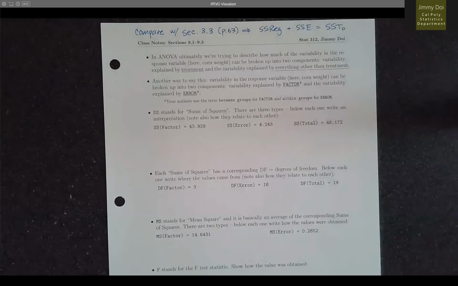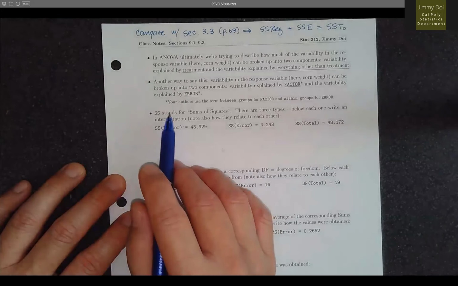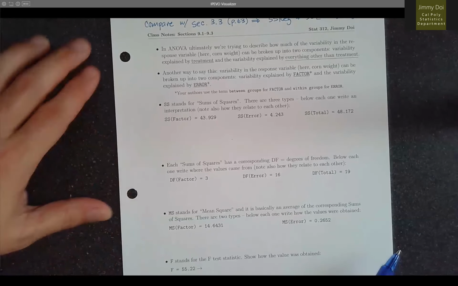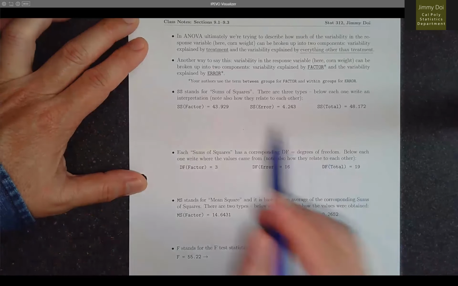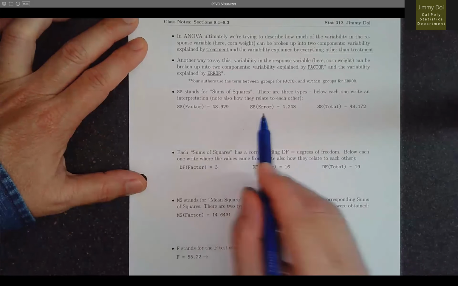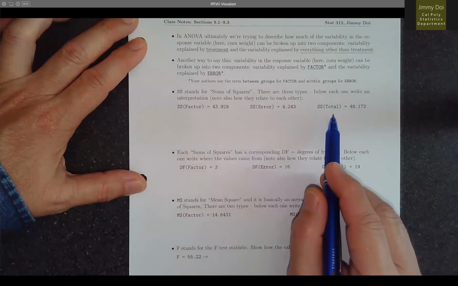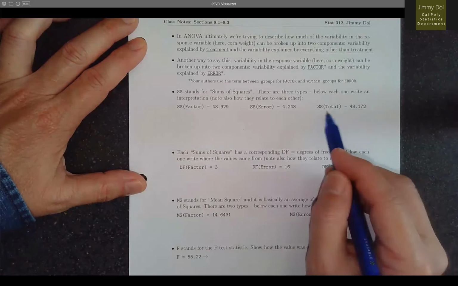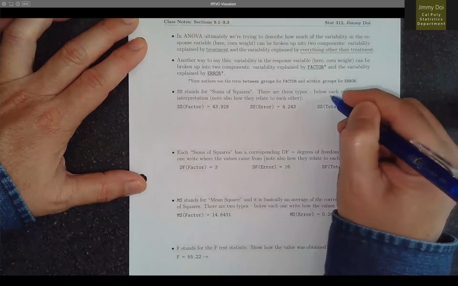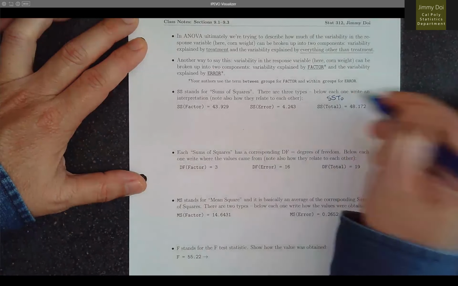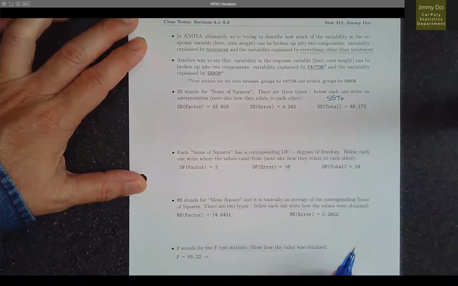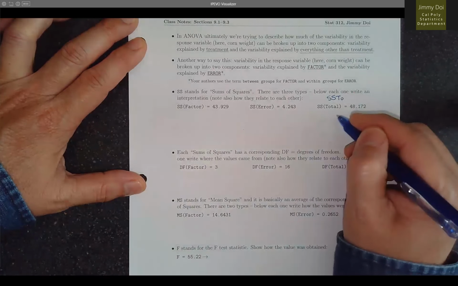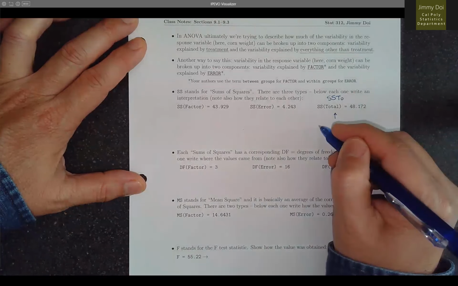Come back here. Now, SS, as I mentioned, stands for the sum of squares. And there are three types: sum of squares factor, sum of squares error, and sum of squares total, right? That sum of squares total is just like SSTO. It's the same business right there. They are basically the same. So can you write this down over here, right underneath this? Please write this down as an interpretation.